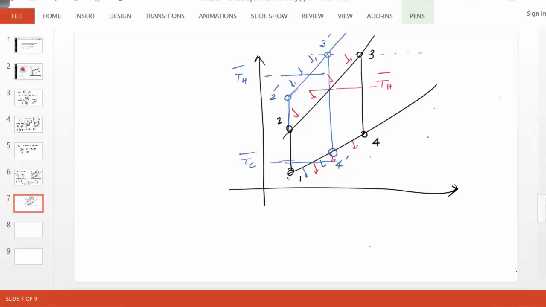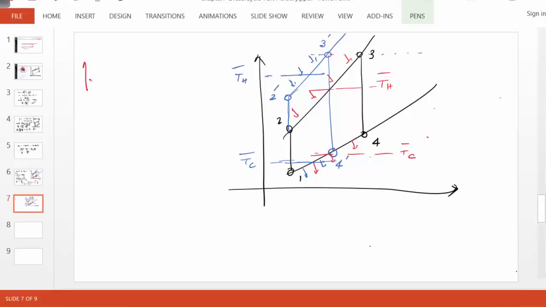What about heat rejection in the red cycle? 1 to 4. 1 is the same point as the blue cycle, but 4 prime versus 4, you can see that TC bar is probably slightly higher.